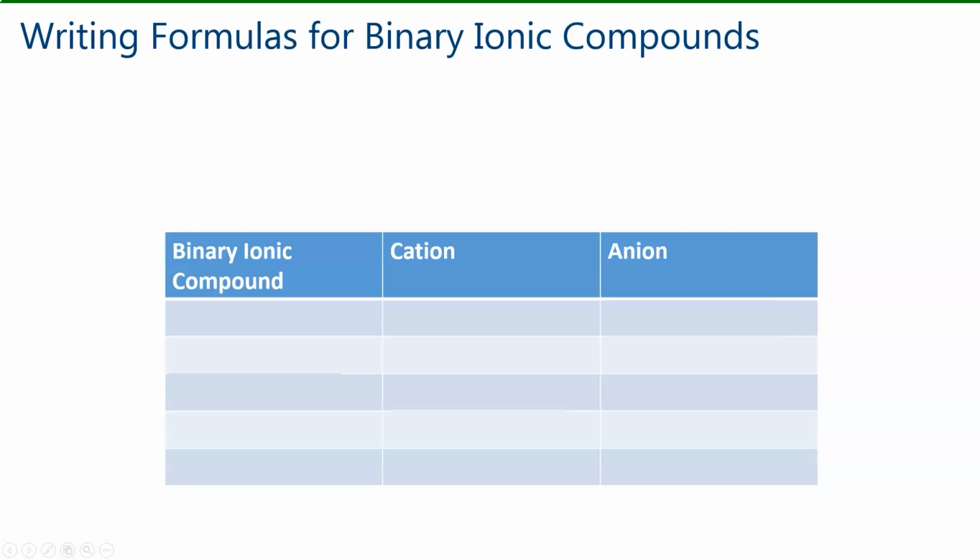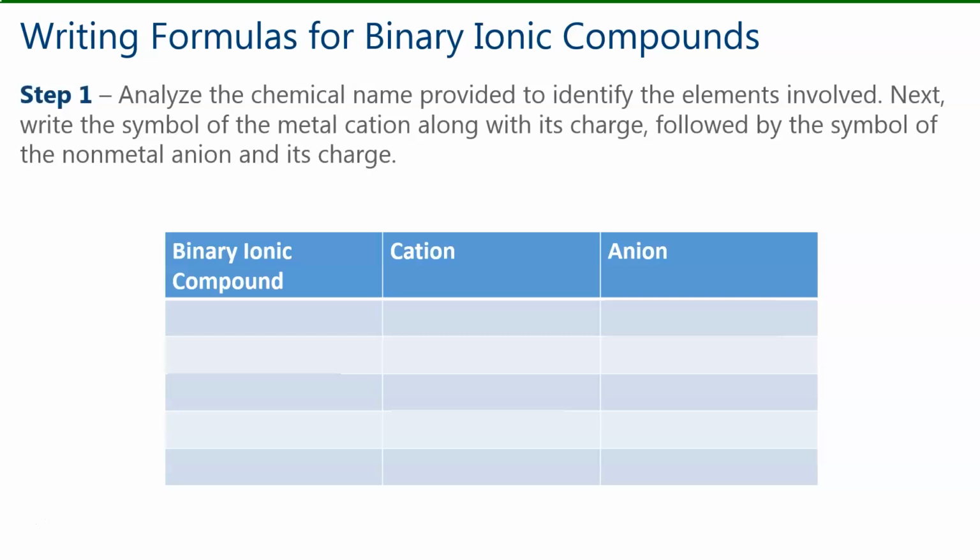Now we'll look at the steps you need to take to write the formulas for binary ionic compounds. Our first step is to analyze the chemical name provided to identify the elements involved. Next, we will write the symbol of the metal cation along with its charge, followed by the symbol of the nonmetal anion and its charge. Let's look at some examples.